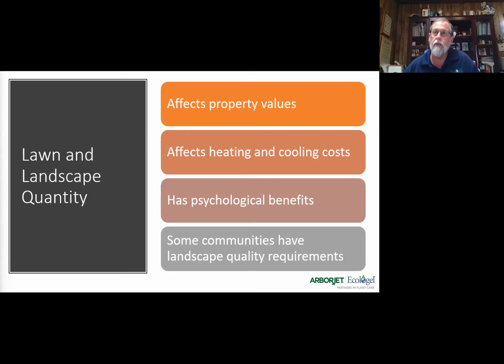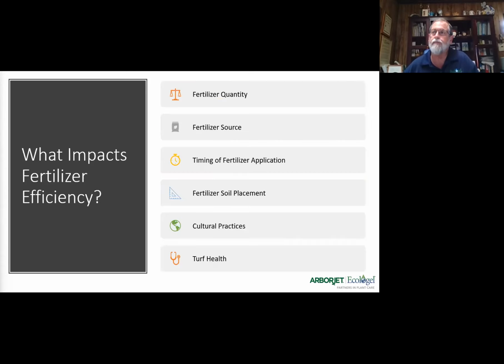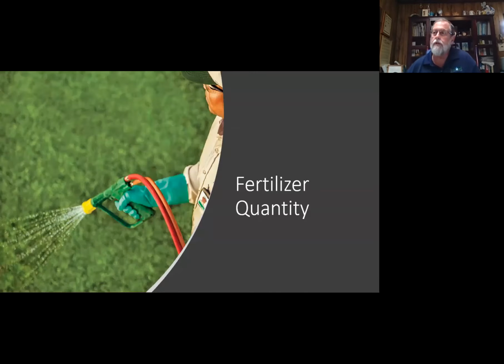So all this comes into why we need to get the most out of our fertilizer that we apply to the landscape. So what are the things that impact the fertilizer efficiency of our products? And I've put out 6 different things: fertilizer quantity, the source of the fertilizer, when we put it out, where it's applied, and some of the cultural practices that are used in managing this turfgrass, and then finally the turf health itself and how it impacts fertilizer efficiency. Now, the first one I want to talk about is fertilizer quantity.